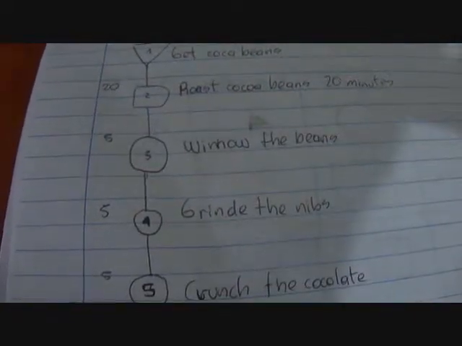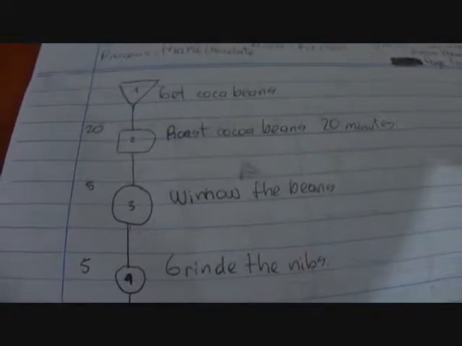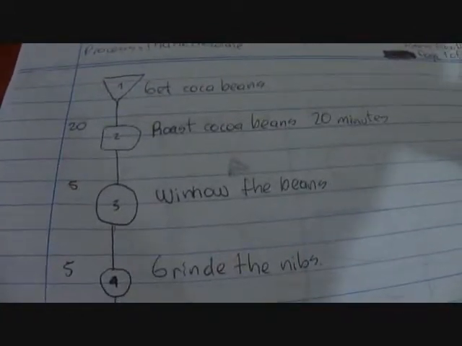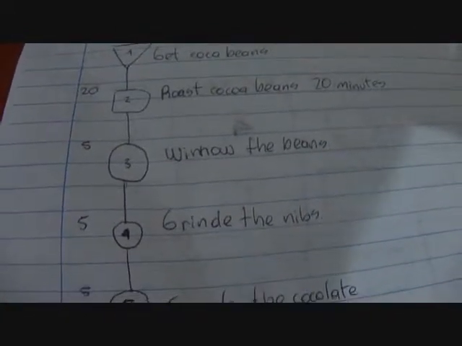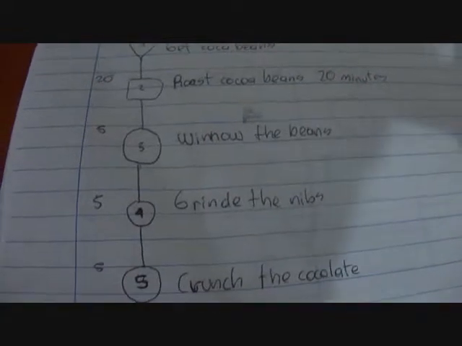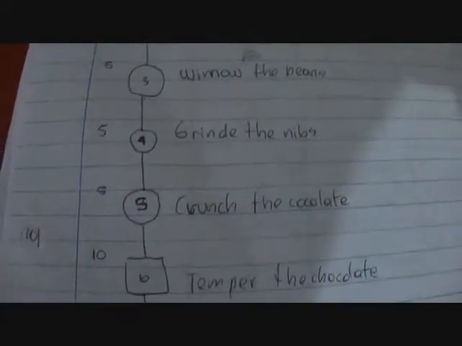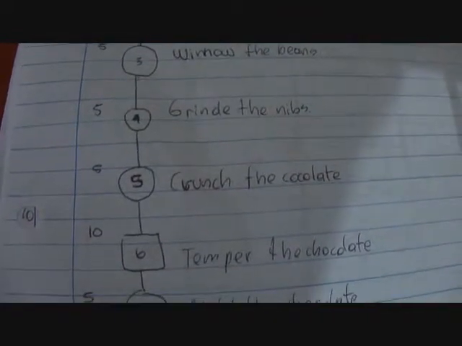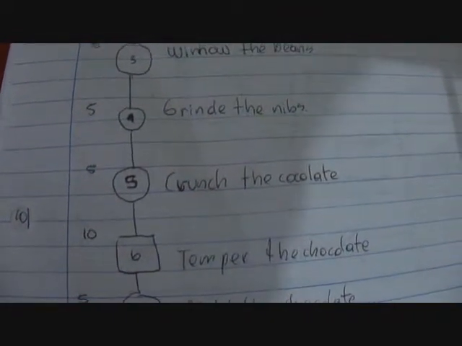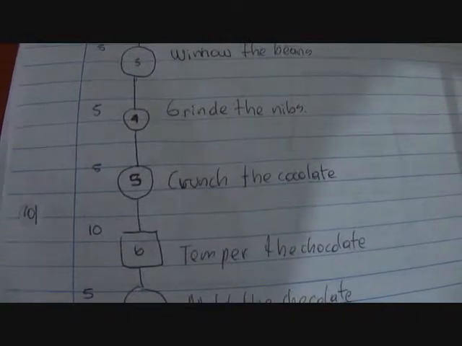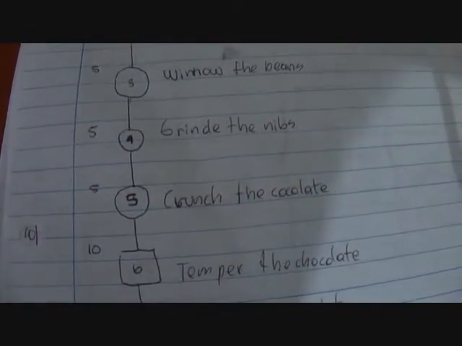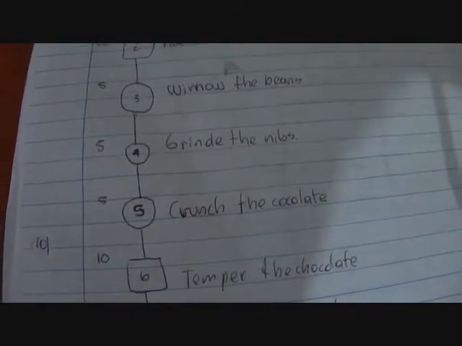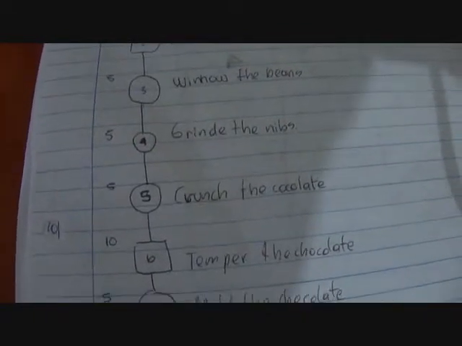Winnow the beans corresponds to operation. Grind the nibs corresponds to operation. Crunch the chocolate corresponds to operation. Temper the chocolate corresponds to inspection, that is when we check how the process is going.